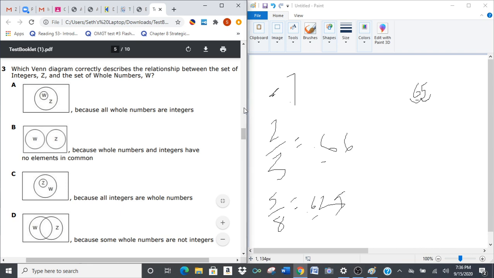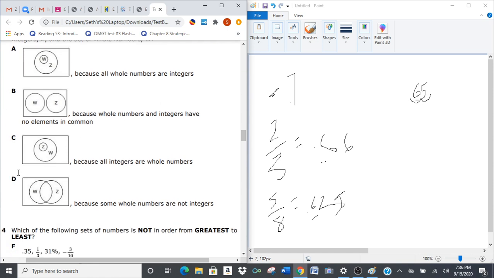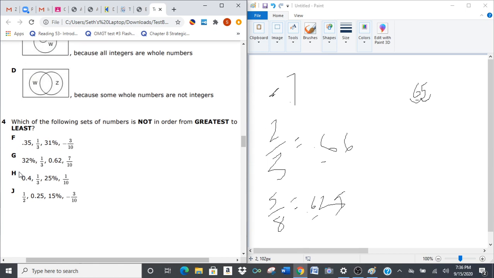Because if you remember, whole numbers are 0, 1, 2, 3, 4, 5, 6, 7, and so on and so forth. And integers are 0, 1, 2, 3, 4, 5, 6, 7, but it's also negatives. So could all whole numbers be integers? Yes. So you wouldn't even have to read those, which I still would. Read the rest of B, C, and D, but for time purposes, I'm not.